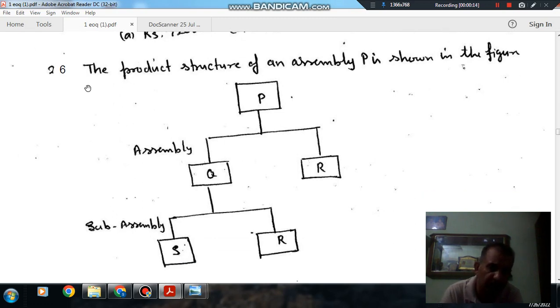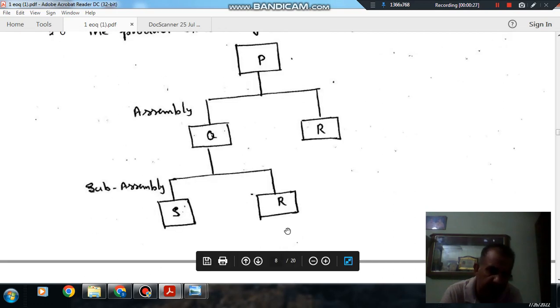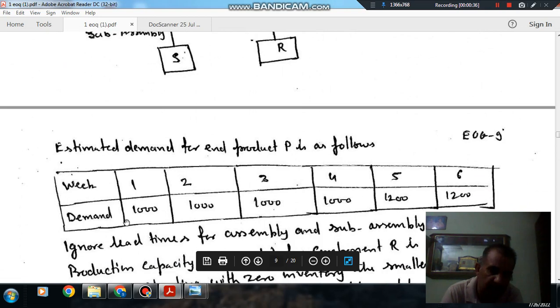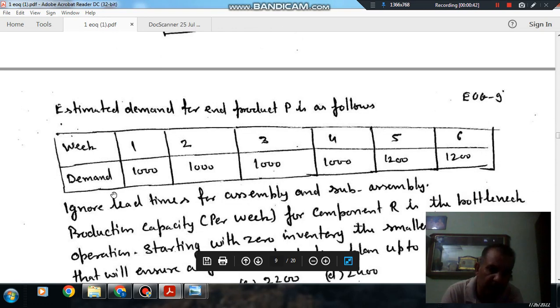Question number 26: the product structure of an assembly P is shown in the figure. Assembly P has sub-branches Q and R, and Q has sub-branches S and R. The estimated demand for end product P is as follows: weeks 1, 2, 3, 4, 5, 6, and demand is 1000, 1200. Ignore lead times for assembly and sub-assembly.